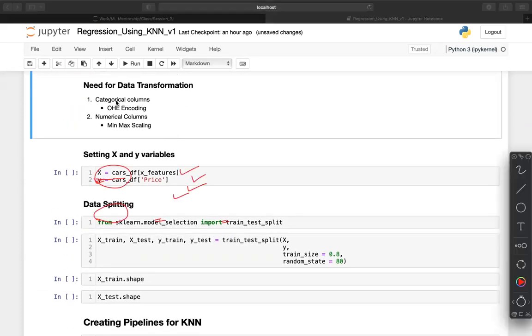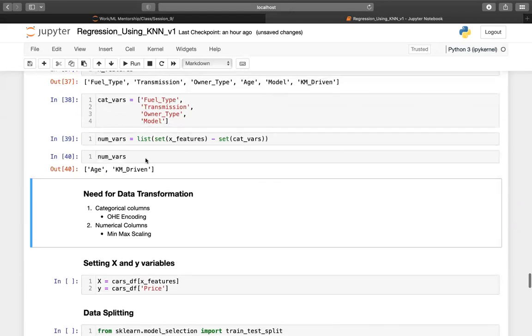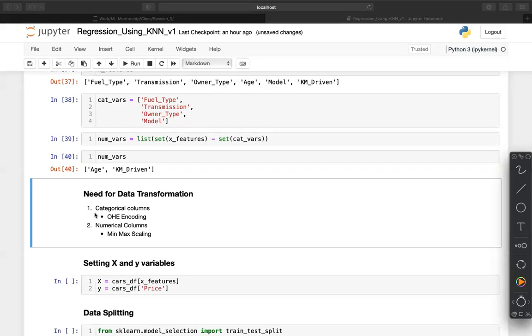Now if I look at the need for data transformation, the categorical features have to go through the process of one-hot encoding, and the numerical features will go through min-max scaling. We don't need to scale the one-hot encoded categorical features because they are already on the scale of 0 to 1, so the value is either 0 or 1. So they will not be scaled. They will just be one-hot encoded, and all the numerical features have to be scaled, so they will also come in the scale of 0 to 1.